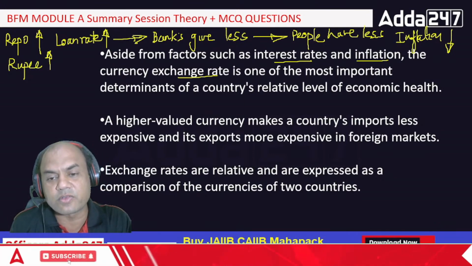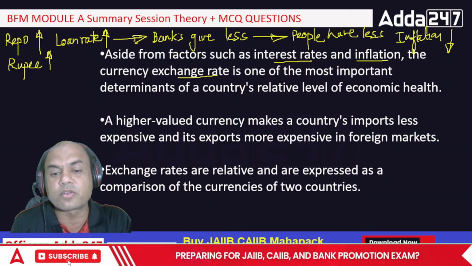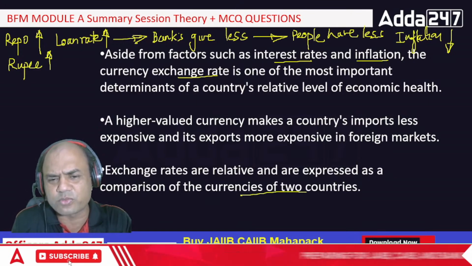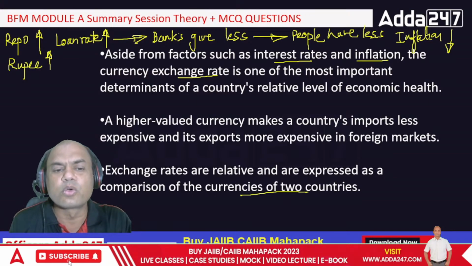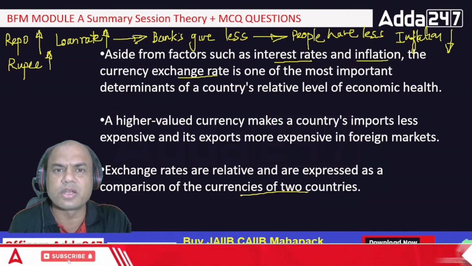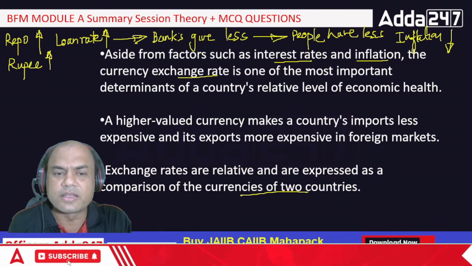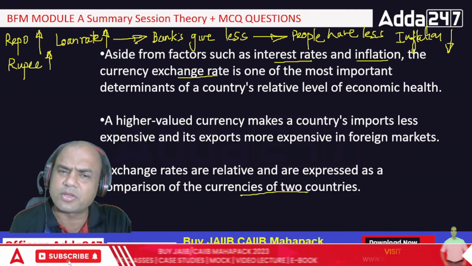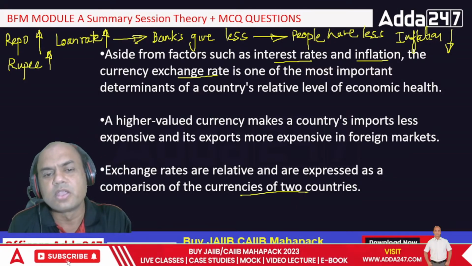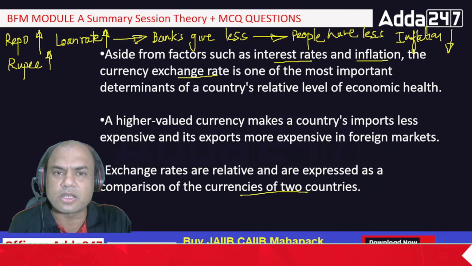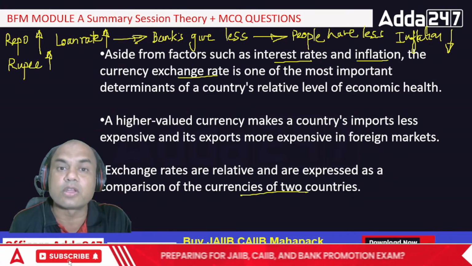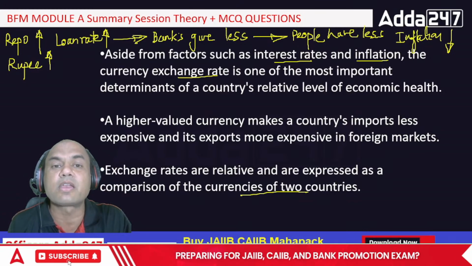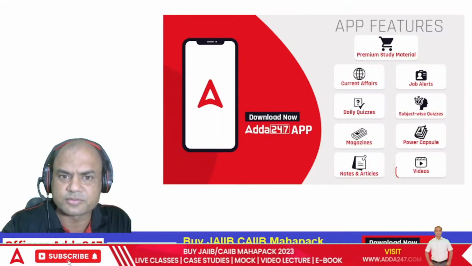Exchange rates are relative and are expressed as a comparison of the currencies of two countries. Of course, what is exchange? You go to any sabji mandi, any vegetable shop. It's an exchange. You take vegetables, you give money, cash, isn't it? The same logic happens everywhere in the world. You take dollars, you give rupees. If the dollar is expensive, it means I'll give higher rupees. Simple, isn't it?